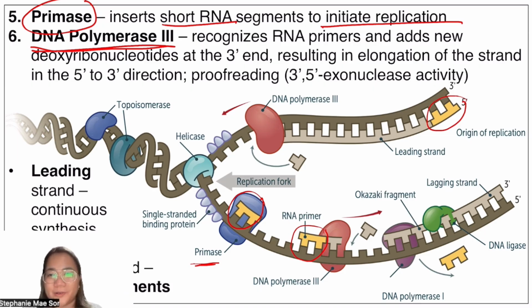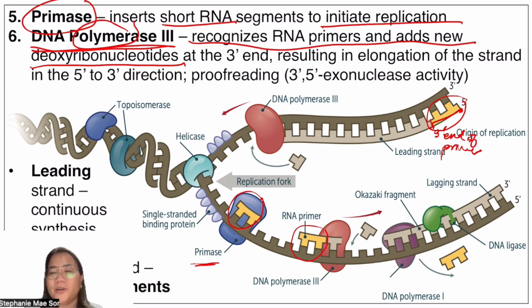Gumagawa kasi siya ng polymers. And then, the molecule involved is DNA. So, DNA polymerase will recognize the primers and add new deoxyribonucleotides kasi we're talking about DNA here. So, you will add new deoxyribonucleotides at the 3' end of the primer. So, 5' dito, 3' to. So, this one is the 3' end of the primer.